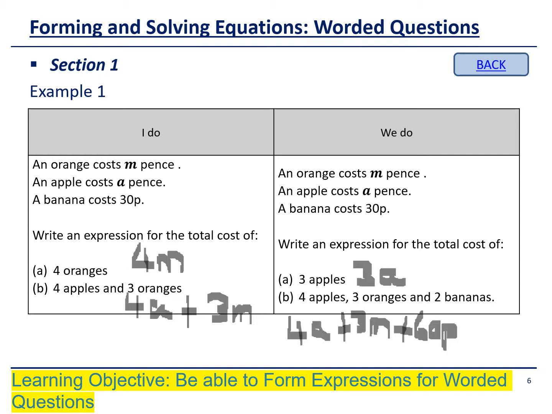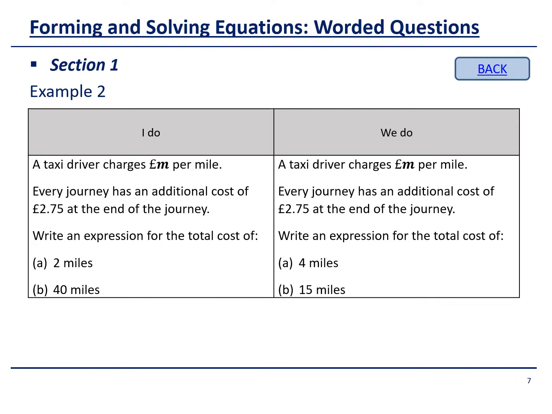For question A, it shows a simple expression of 3a because it was 3 apples and a represents apples. And then for B, you had 4a, 4 apples, 3 oranges, which was 3m, and then 2 bananas. Well, the cost of a banana is 30p. We have 2, that's 60p. And then we write the expression with addition here. Okay, on to 2 more examples here.